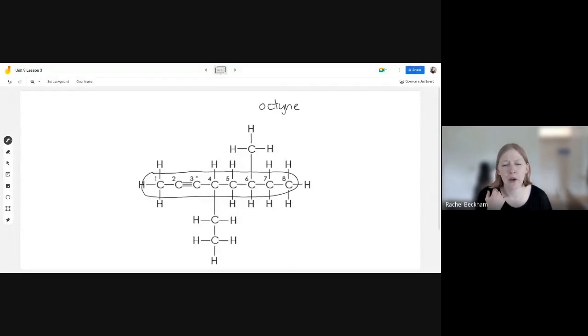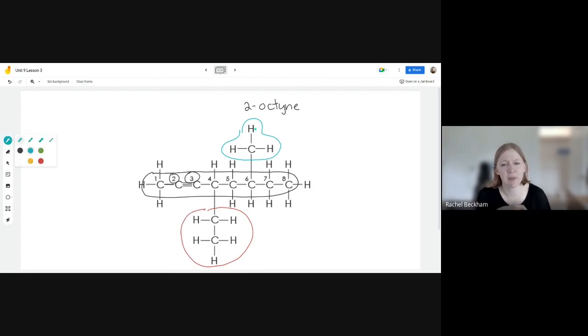And we need to show where that triple bond is. It's between carbon 2 and carbon 3. And so we're going to call it 2-octyne because you only need to name the first part. Now, are there any branches? Yes, there is a branch right here. And then I'll do a different color for this one. There is a branch right here. Okay, they're different. This branch is just a CH3, which is called methyl.